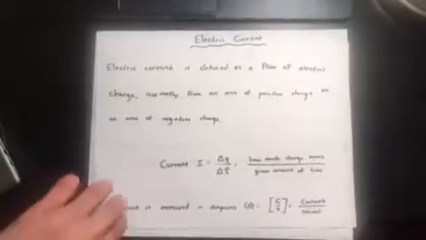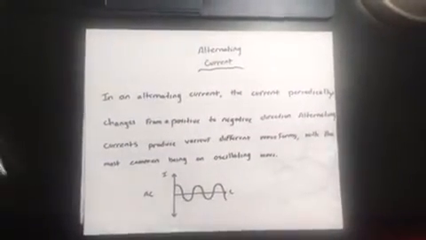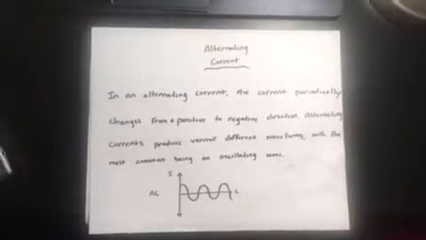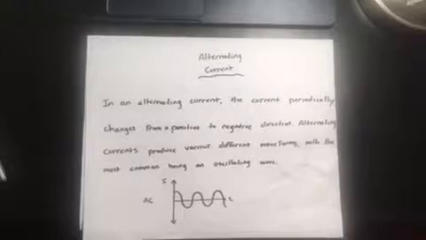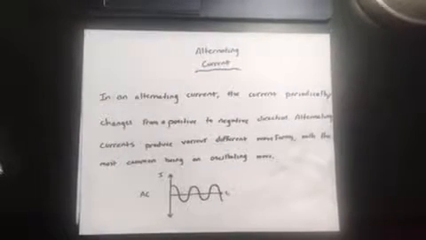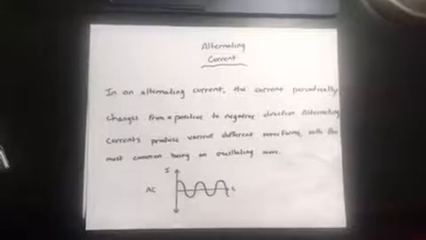Now there are two main types of electric current: alternating current and direct current. In an alternating current, the current periodically changes from a positive to a negative direction. Alternating currents have the ability to produce various different waveforms. The most common waveform for an AC current is an oscillating wave.